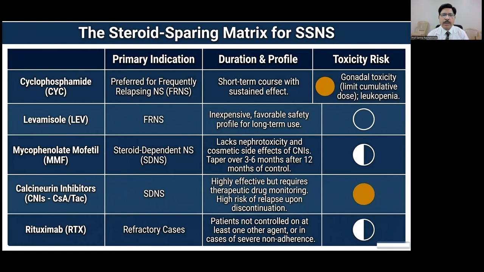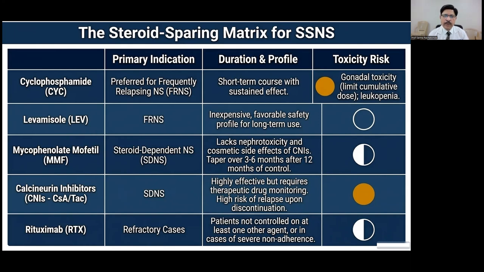Mycophenolate mofetil, MMF. This is steroid-dependent nephrotic syndrome. That means the fellow is responding when steroid is there. When you withdraw steroid, is not responding. For such a fellow, the alternative drug will be MMF. Advantage, lacks nephrotoxicity and cosmetic side effects of the calcineurin inhibitor, taper over 3 to 6 months after 12 months of control.